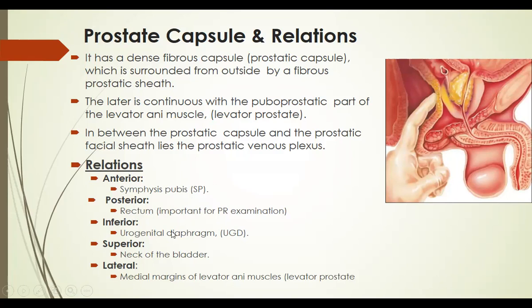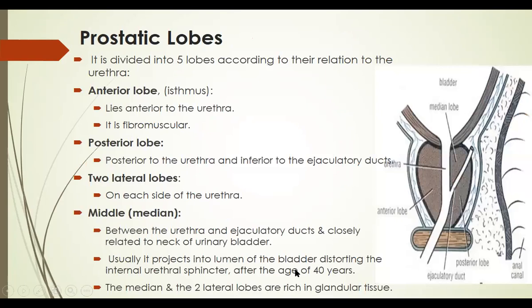Then inferiorly, we have the urogenital diaphragm. Inferiorly, the prostate is related to the urogenital diaphragm. Superiorly, it is related to the neck of the bladder, and laterally, to the medial margin of the levator muscles. These are on the lateral side.